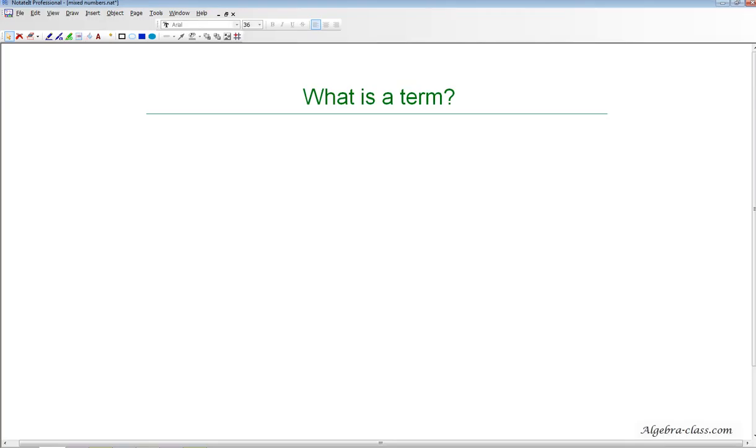In this lesson, we're going to talk about terms, like terms, and simplifying algebraic expressions. So we're going to start very basic with what is a term. When we're working in algebra, our terms could be something like 2x, 5y, and 7. These three terms all have different characteristics. First of all, they are all different terms.